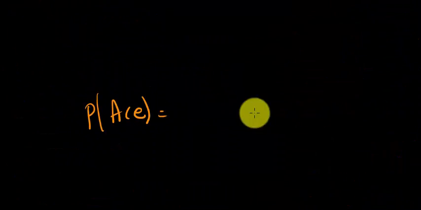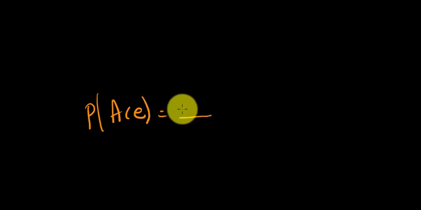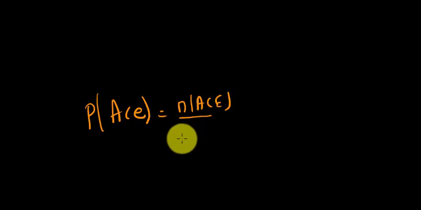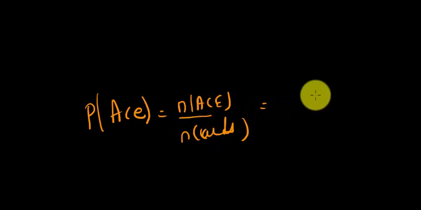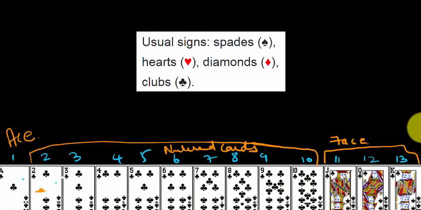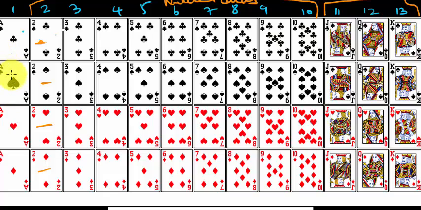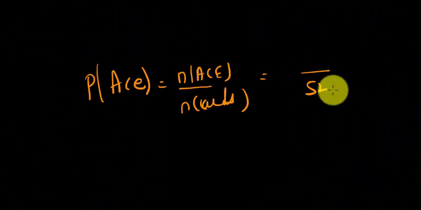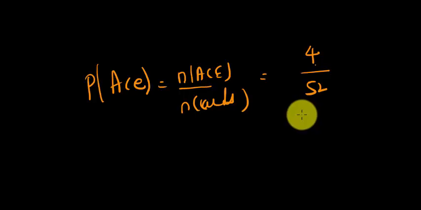So the probability is the number of aces divided by the number of cards, isn't it? And the number of cards is going to be 52. And how many aces do I have? I have 1, 2, 3, 4 ones. So the probability of me getting an ace out of 52 cards is going to be 4 over 52.